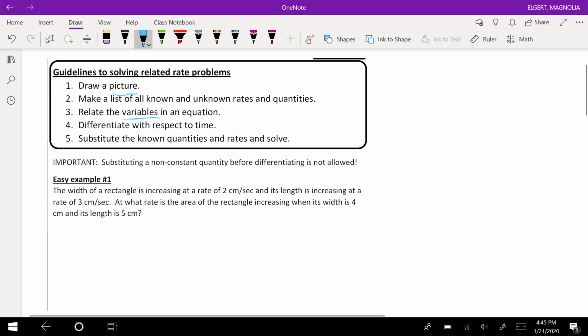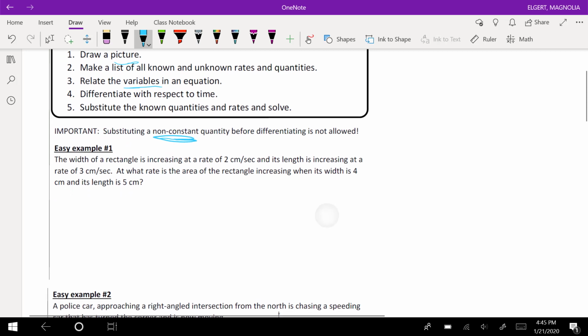So we've done some of these. These are just some other examples. I'm just trying to give you as many examples as we can. Important, remember things that are non-constant, things that could change, you don't substitute them in until after you've taken the derivative. And we'll look at a couple of those. So let's start with this first example.